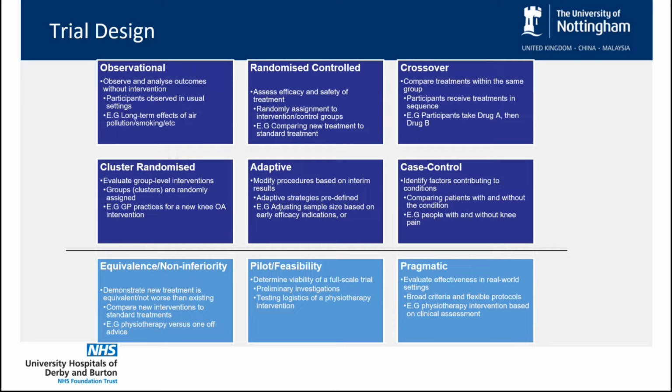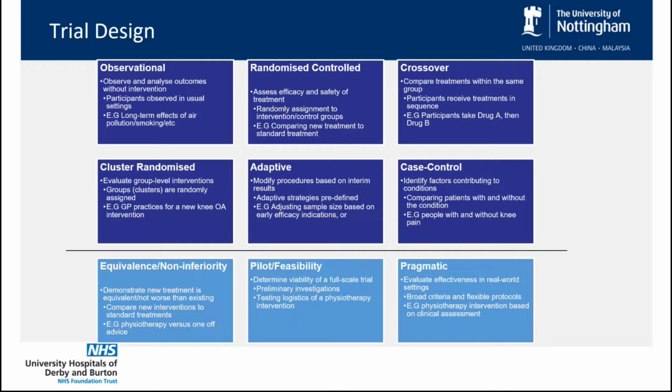Cluster randomized control trials. So you don't randomize the participant, you randomize groups. For example, you might recruit GP practices, and any patient or participant at that GP practice would get one treatment, and a different GP practice might get a different treatment. So you randomize the sites of recruitment rather than the individual. Adaptive trials. Similar to a randomized control trial, but you do interim results along the way, and you adapt and change the methods and the intervention delivered.